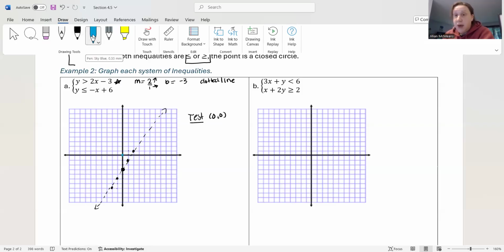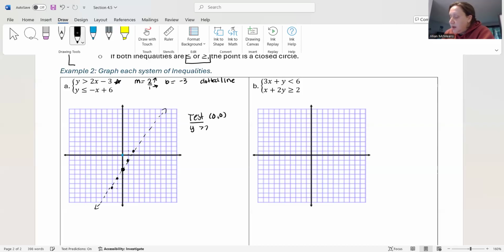If that point, when we plug it into our inequality, gives us a true statement, that tells me it's part of the shaded region, and I want to shade the half plane that contains the point 0, 0. If we get a false statement, that tells me it's not part of the solution set, and I want to shade the opposite half plane. So we're going to go to the original inequality.